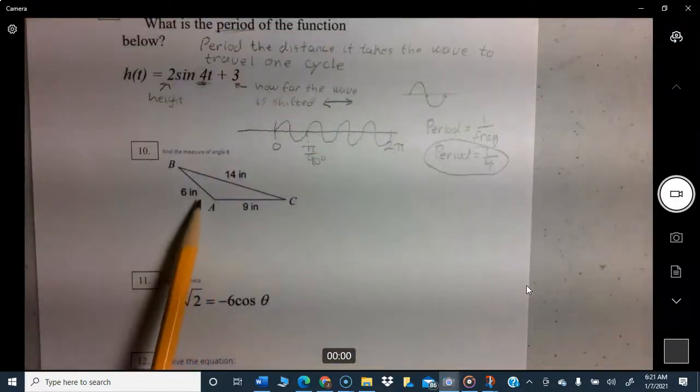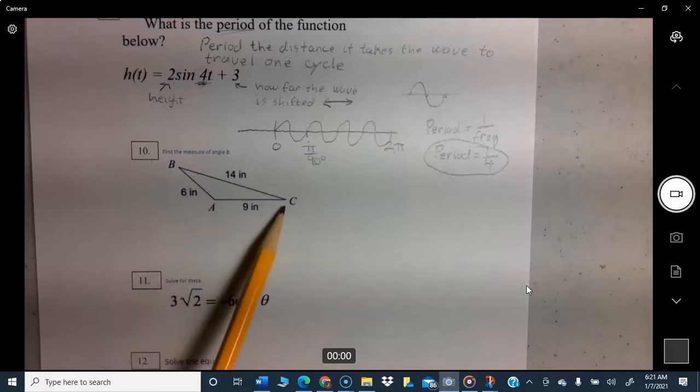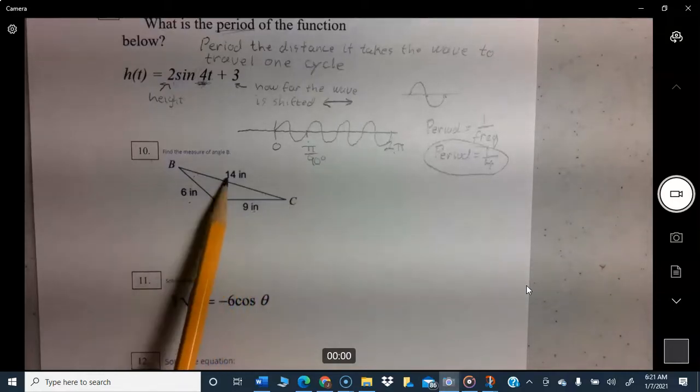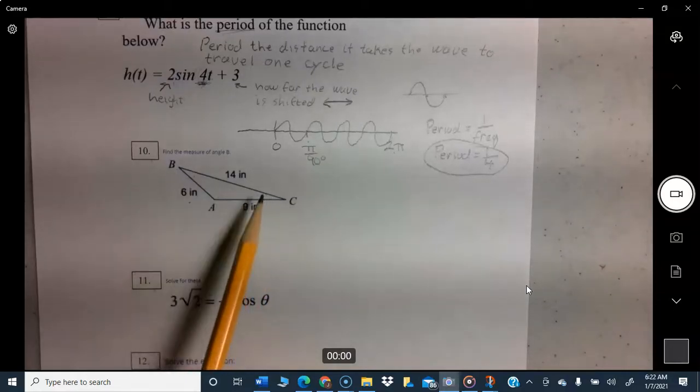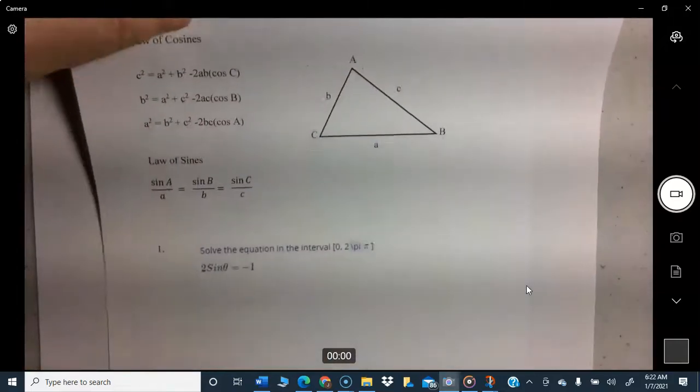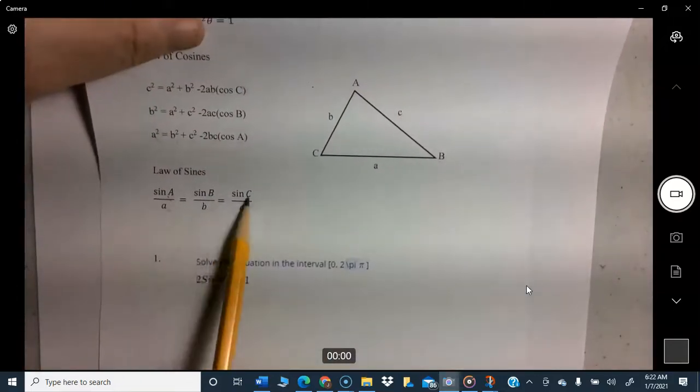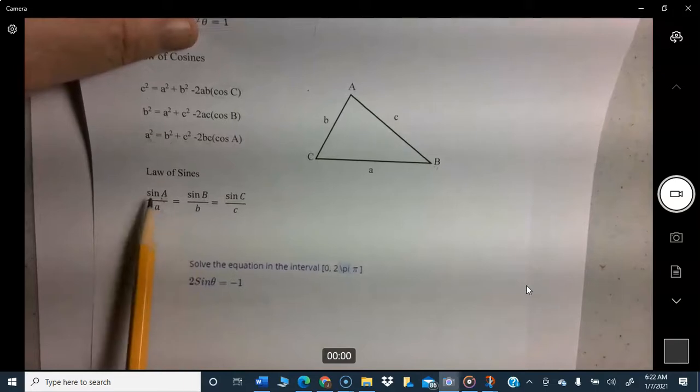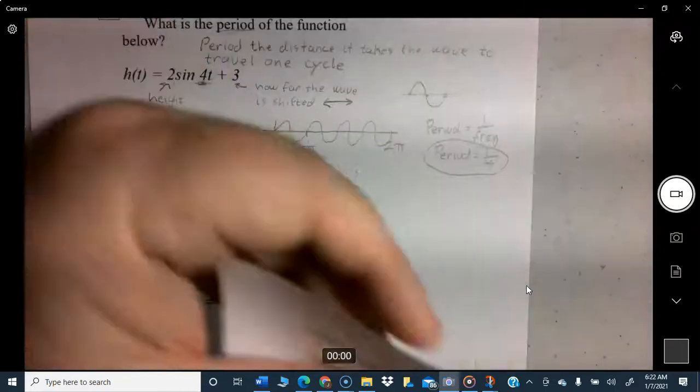Well, we need to know, all we're given is sides. We're not given any angles, you can see. Therefore, we cannot use the law of sines because we need to know at least one angle in order to use it. So we're going to have to use the law of cosines.